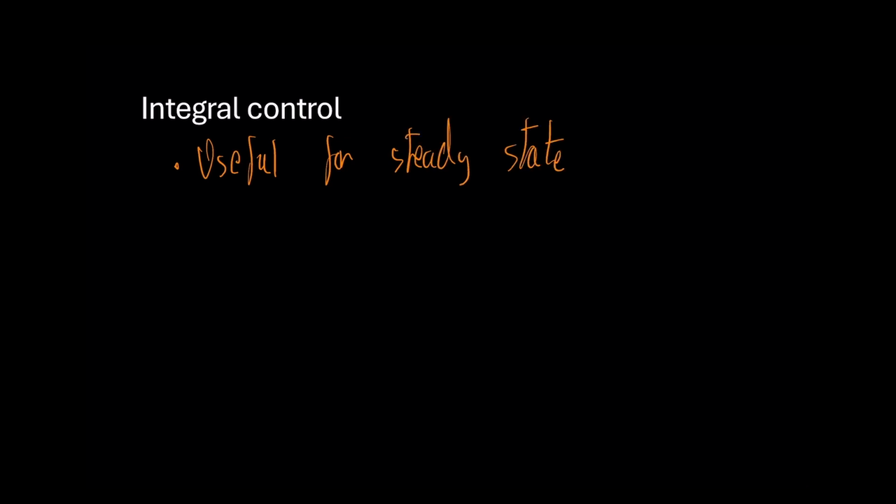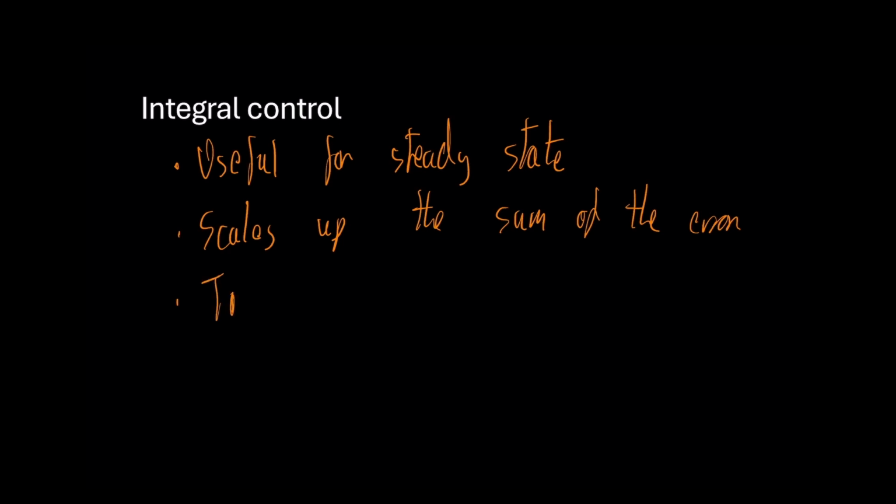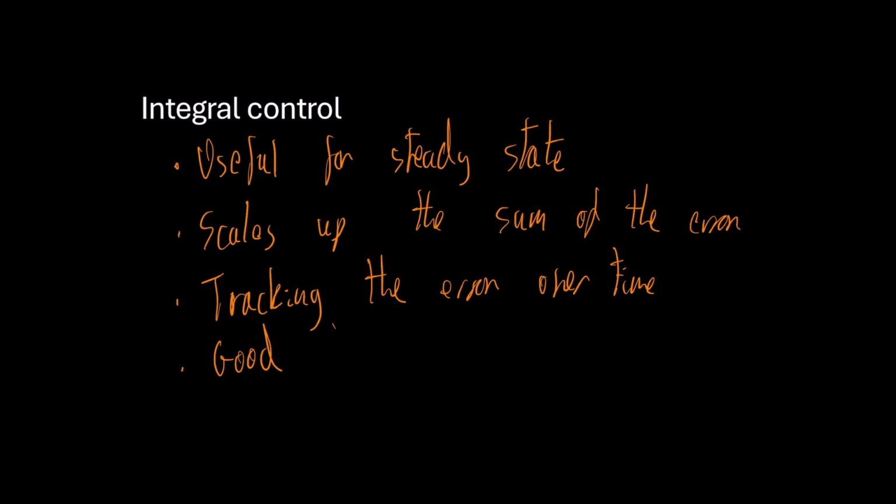Essentially what it does is it scales up the sum of the error, which essentially means it's taking a history, it's tracking the error over time. And this is very useful for very small, tiny steady state problems where, for example, the steady state might be, say, a few degrees away from the set point. So good for small steady state errors.